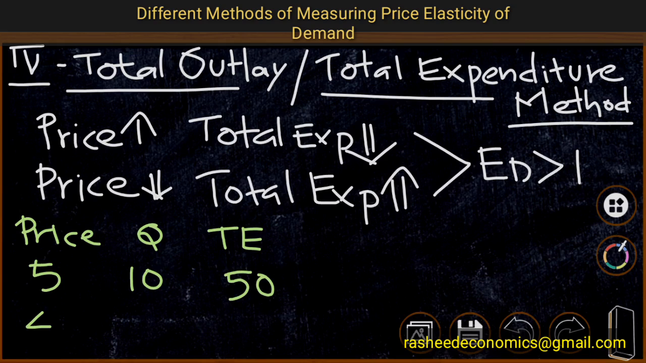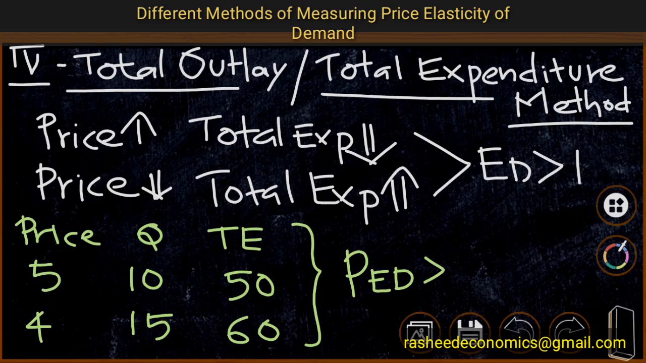Now when the price of the commodity decreases to 4, we will be demanding more units, that is our demand has increased to 15 units. Automatically 15 into 4 will be equal to 60. Here total expenditure increased from 50 to 60, and we can say that the price elasticity of demand is greater than 1. That is, if total expenditure increases along with the price decrease, then we can say that price elasticity of demand is greater than 1.